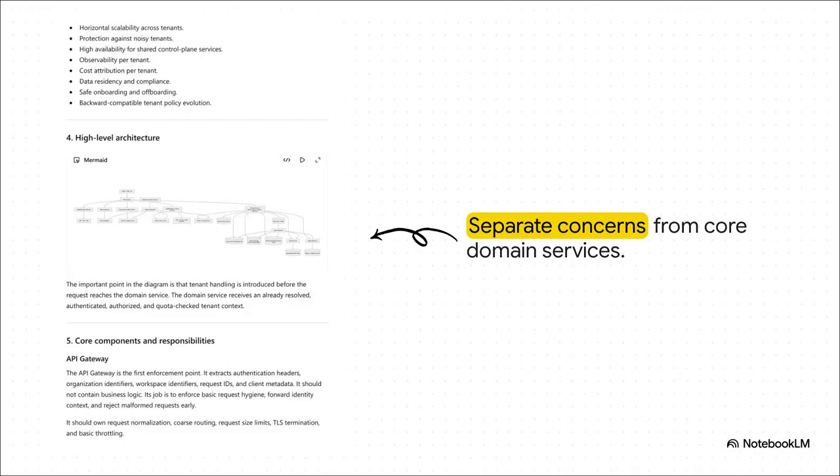And this brilliantly illustrates why we separate these concerns right out of the gate. Notice how the heavy lifting for tenant handling happens way over to the left, long before a request ever sniffs the core domain services on the right. We've got an API gateway, a tenant resolver, and a Quota service acting as a bouncer. Keeping this logic completely out of your individual microservices drastically shrinks your surface area for security mistakes. The domain service just receives a neat, pre-verified package.